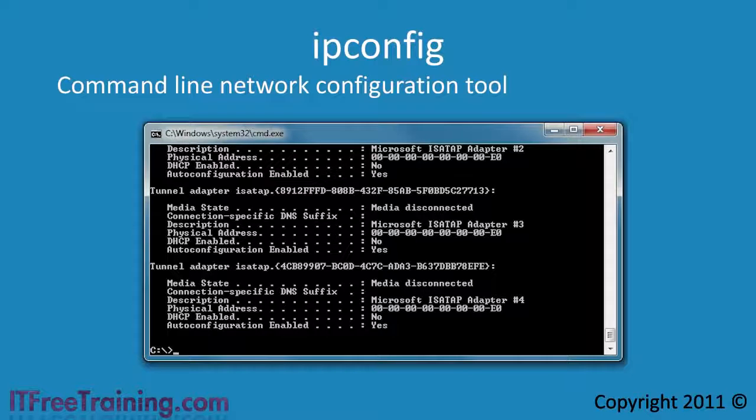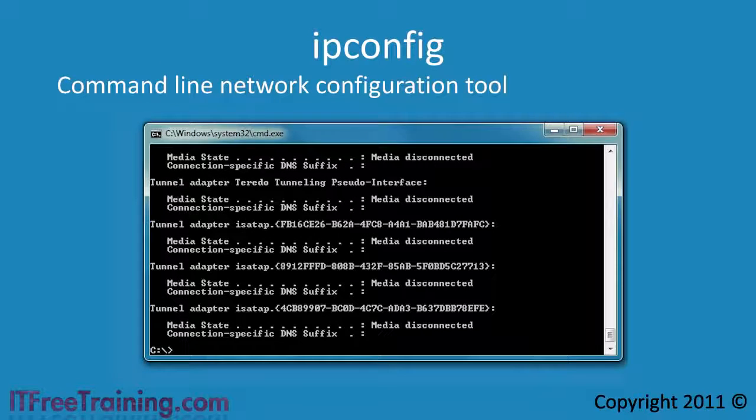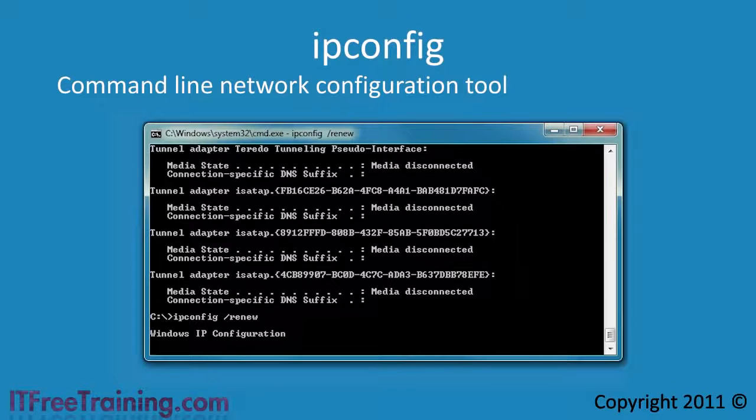The next command I want to look at is ipconfig /release. This will give back any IP addresses that this computer has leased from a DHCP server. If you want to do the reverse and get an IP address from your DHCP server, run the command ipconfig with the /renew switch.